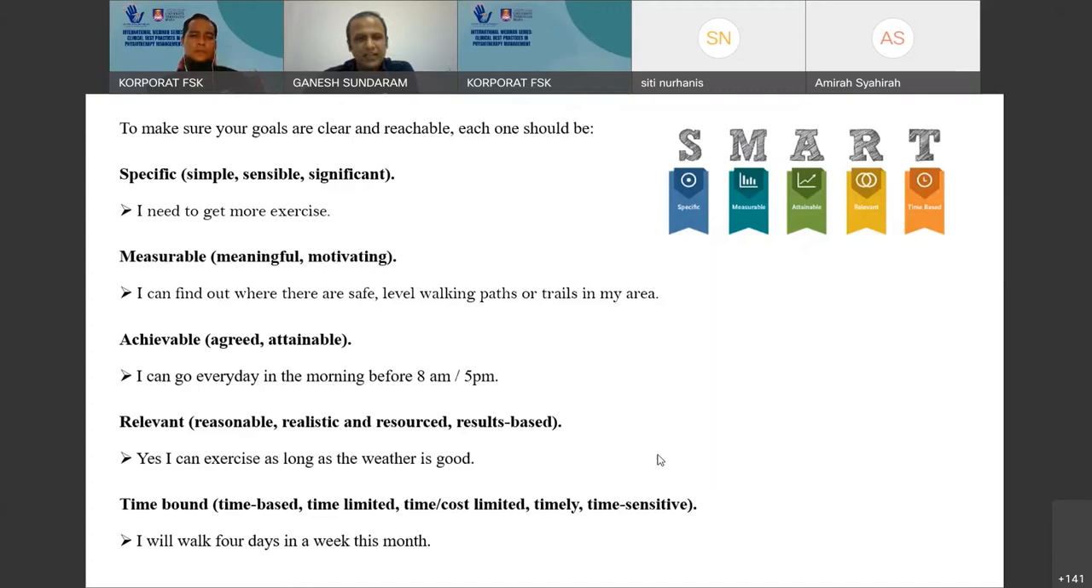Time-bound, I will walk 4 days in a week. That one you can fix by yourself. I can walk 3 days in a month, 4 days in a month. So this is something called a SMART objective.